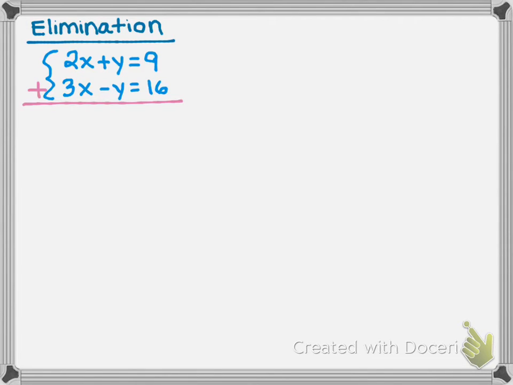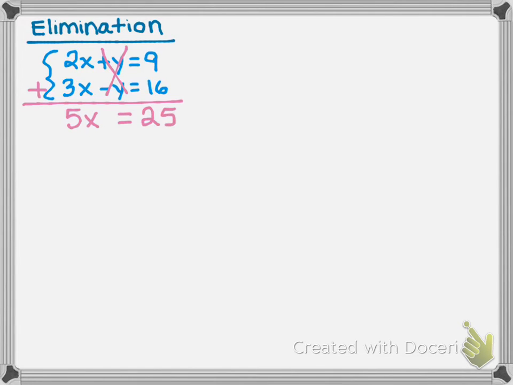So when you do that, you have 2x plus 3x, and you get 5x. And then like we said, this is our zero pair, so that eliminates y. And then you have 9 plus 16, and you're going to get 25.